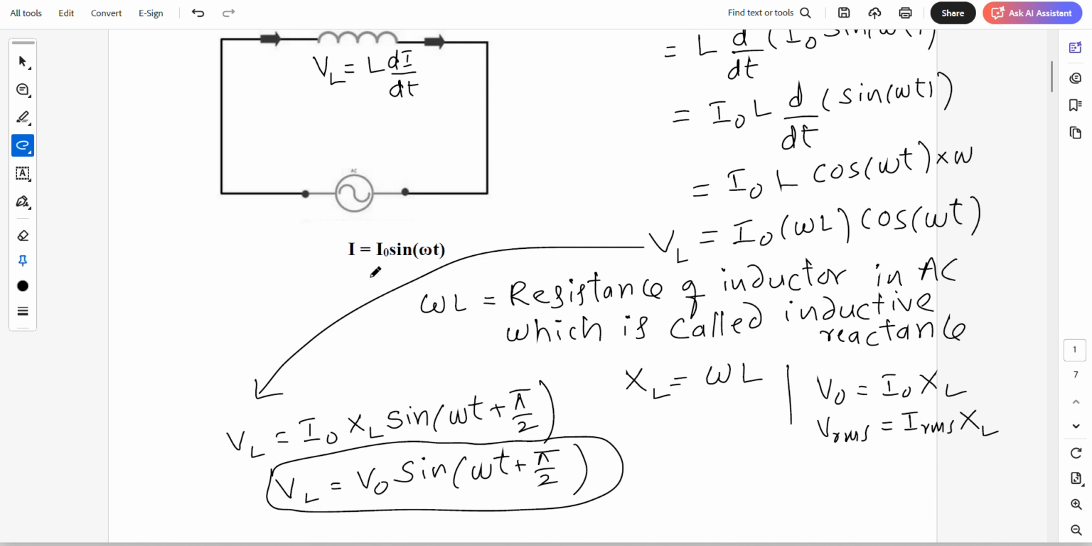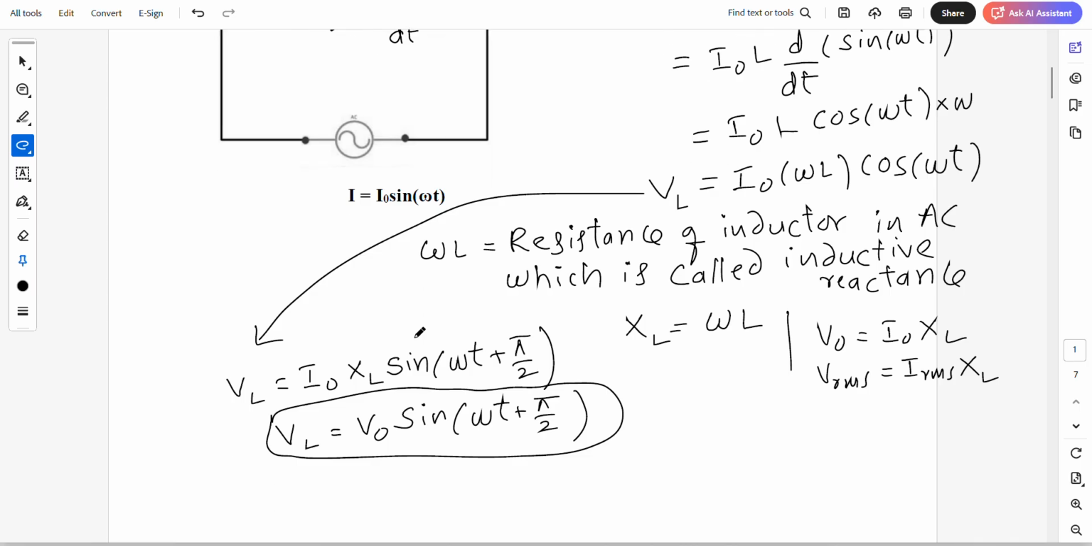Hope you understood. If I is equal to I naught sin omega t, then VL will be equal to V naught sin of omega t plus pi by 2, where V naught is nothing but I naught into XL. Understood?